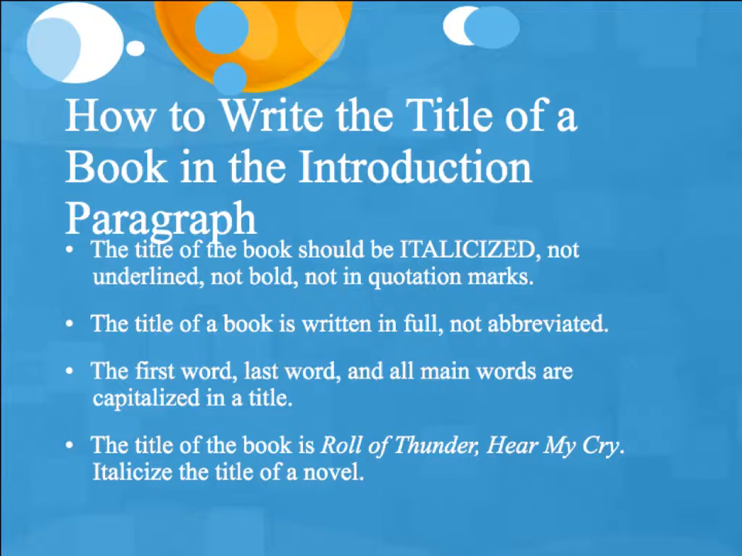Once you've got the formatting taken care of, let's take a look at how you write the title of the book in the essay. The title of a book is italicized, not underlined, not in bold, not in quotation marks. The title of the book is written in full, not abbreviated, no ROTHMC, no roll of thunder. You have to write the entire title. The first word, last word, and all main words are capitalized in all titles. The title of this book is Roll of Thunder, Hear My Cry.